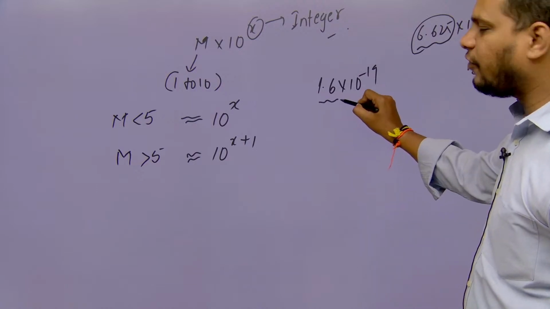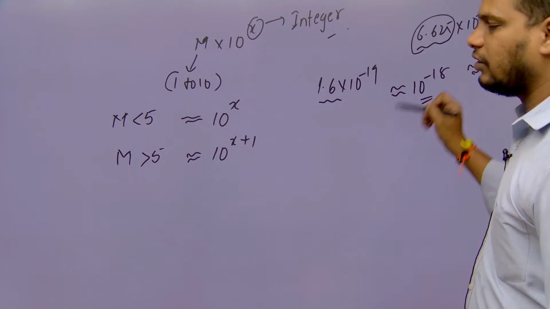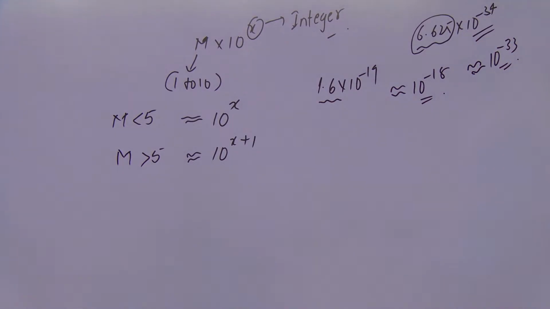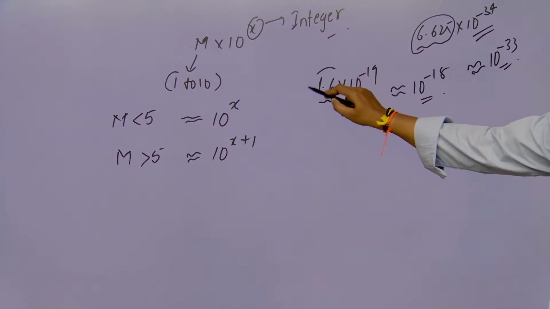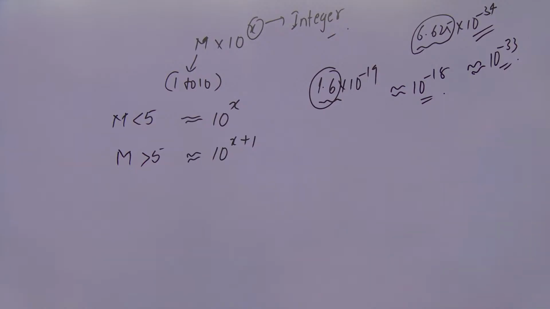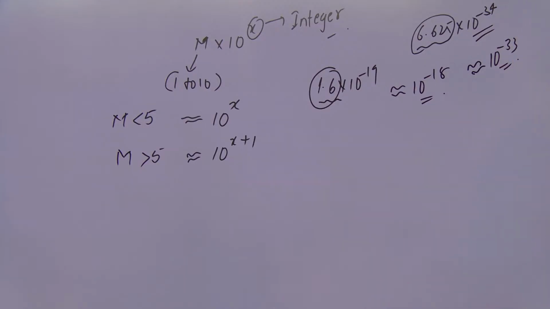Okay, now suppose I take 1.6 into 10 to the power of minus 19. It is less than 5, right? How to write the magnitude? Approximately 10 to the power of minus 19. So we have to take this m digit. If m is greater than 5, add plus 1. If m is less than 5, you have to write as it is. This is the order of magnitude concept.